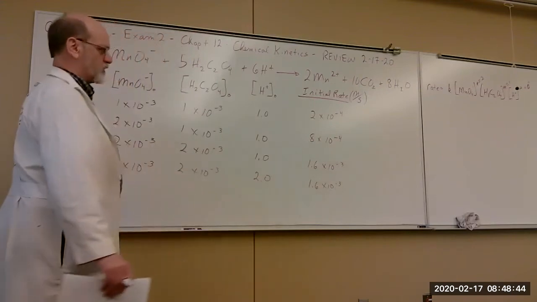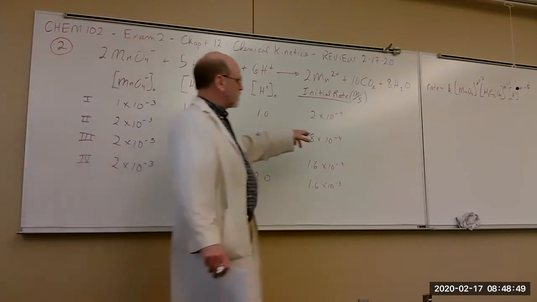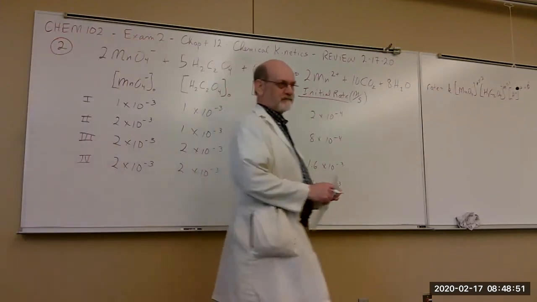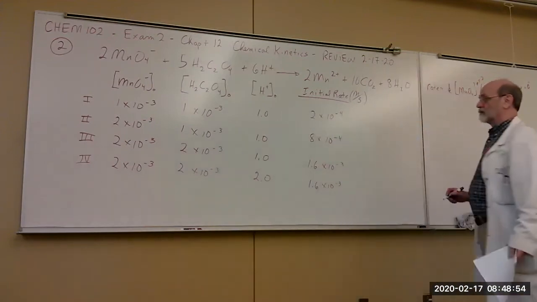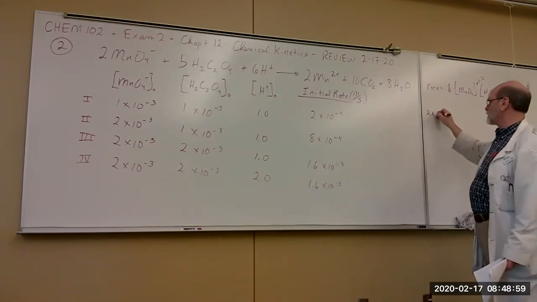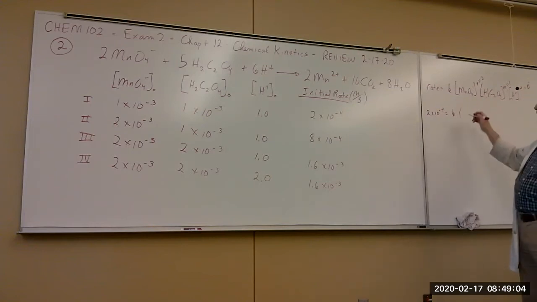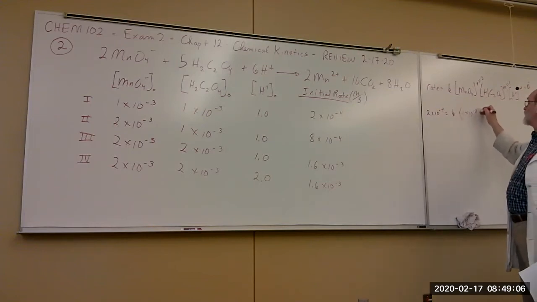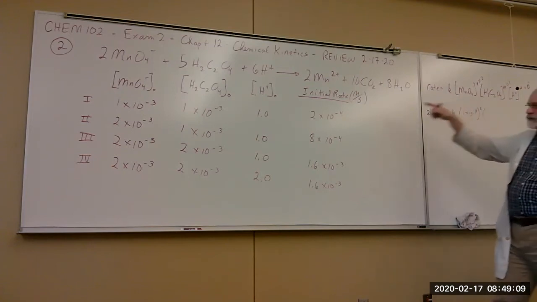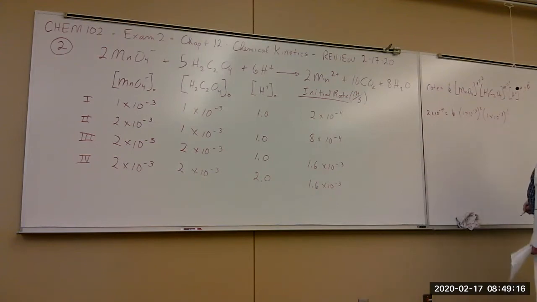Take any one of these expressions. It doesn't matter. Plug in the values for concentration and rate, solve for K. So we could just take the first one. The rate for the first one is 2 times 10 to the minus 4 equals K. And then that factor is 1 times 10 to the minus 3 squared. This factor is 1 times 10 to the minus 3 to the first power, and that one doesn't count, because it's zero power.